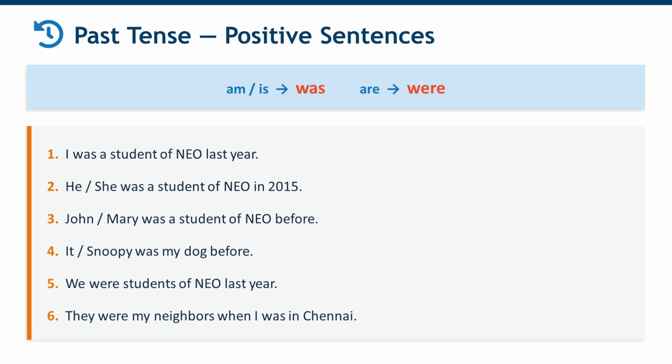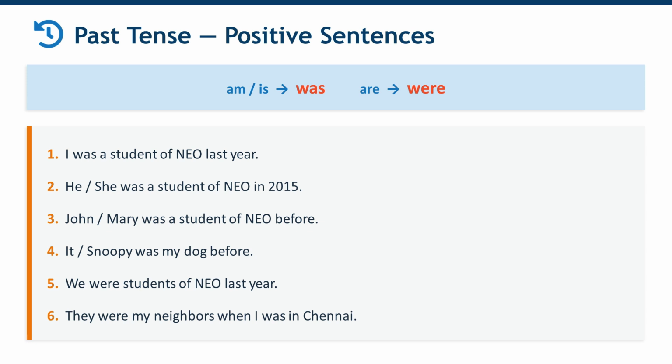Sentence 2. He was a student of NEO in 2015. She was a student of NEO in 2015. With he and she, we also use was, as with I. Sentence 3. John was a student of NEO before. Mary was a student of NEO before.